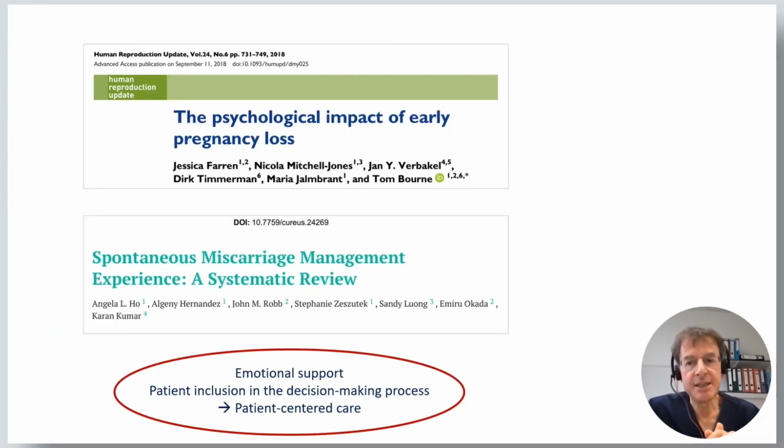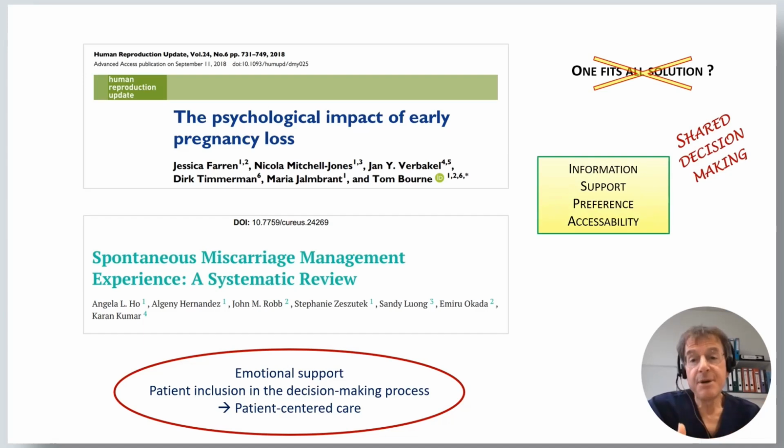Another point is the psychological impact, the patient choice, and it's important when you have a patient with a miscarriage to inform her, taking into account the accessibility in your country, taking into account the patient preference, and if it's possible to take that into account.